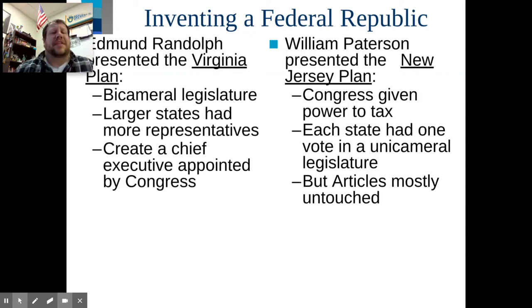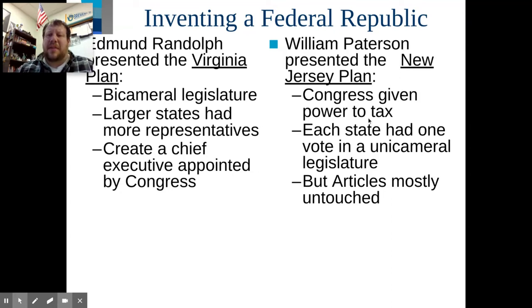The issue was big states, little states. Some big states like Virginia, etc., and little states like New Jersey were very worried about what they wanted, how things wanted to be. Virginia wanted a bicameral legislature, so two houses. Bi means two. And they wanted basically by population, so all the larger states have more representatives, all that kind of stuff, and then create a chief executive appointed by Congress, kind of like they do in Britain, where they have the prime minister. So we don't have a president, we have like a prime minister kind of thing.